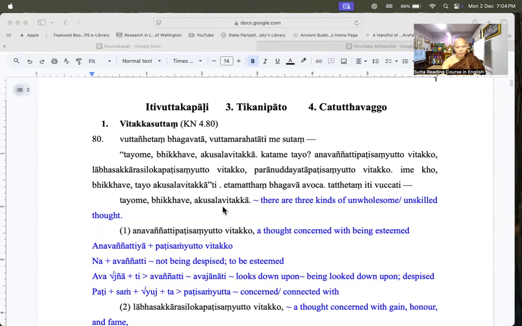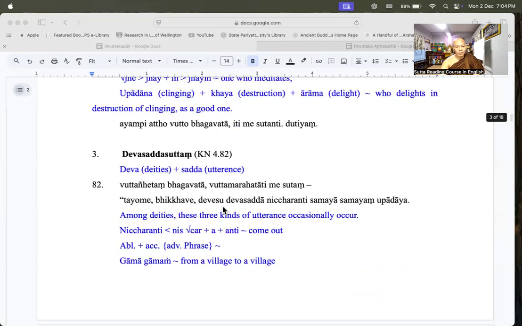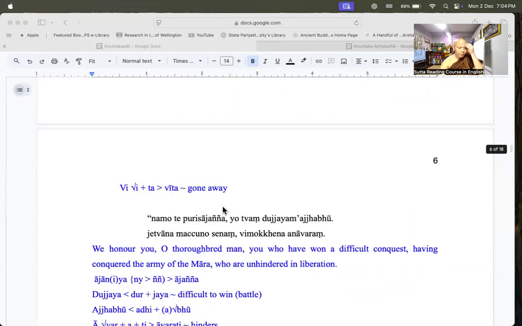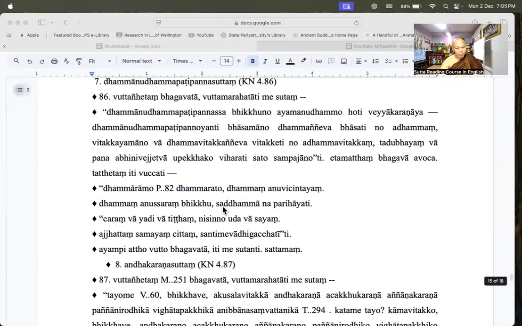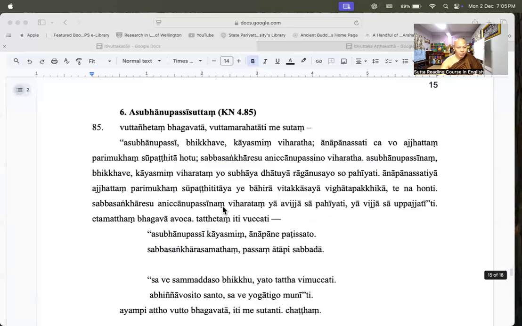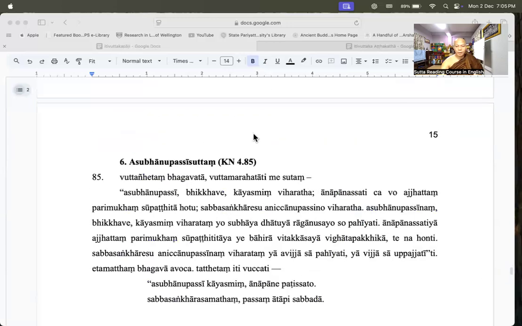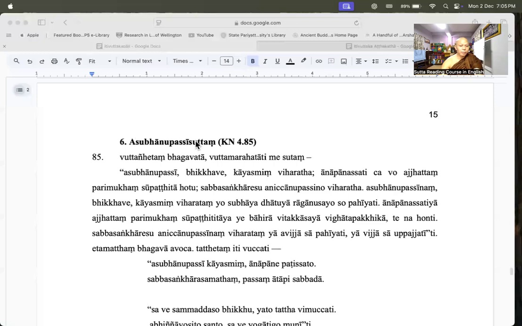Okay, so today we will learn the Itivuttakapāḷi, Tikanipāta, and the Catutthavagga. So six suttas. The six suttas are about contemplating on the formlessness or ugliness, Asubha. Maybe about the Asubha meditation. So Asubhānupassīsutta.